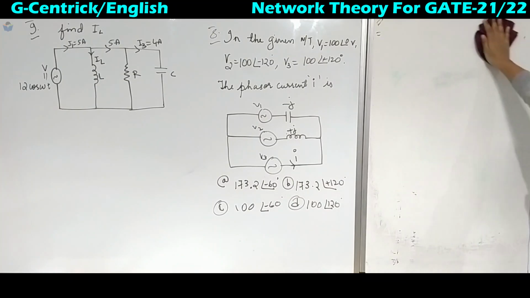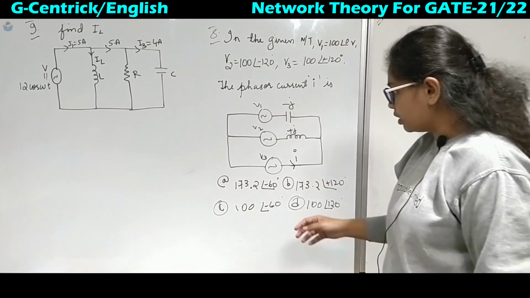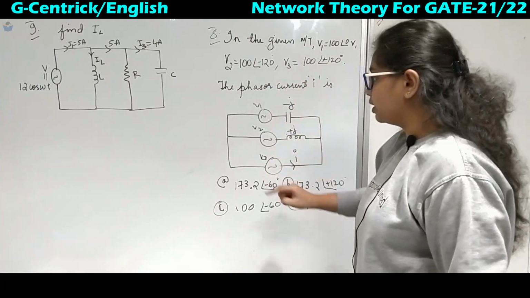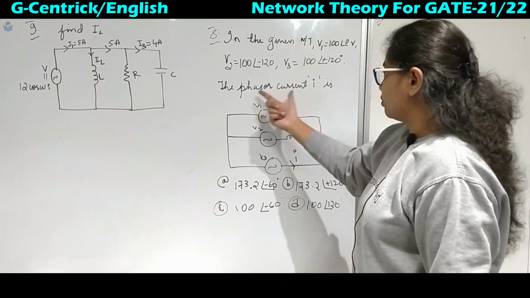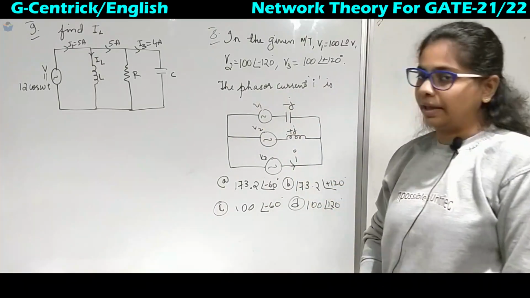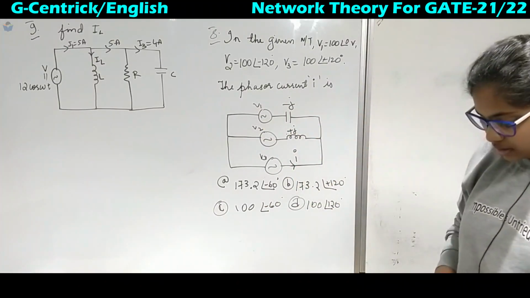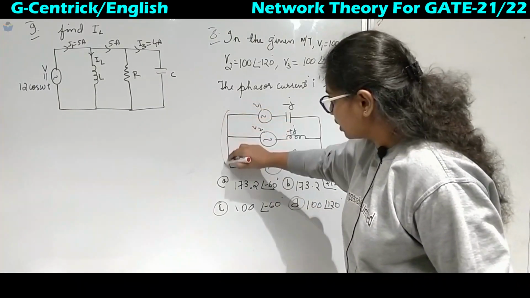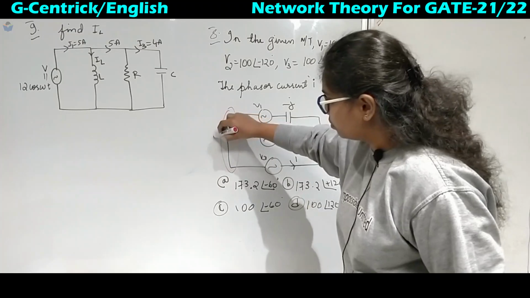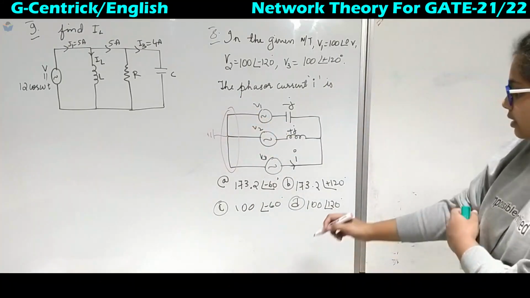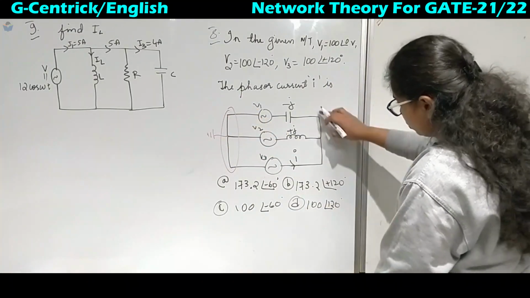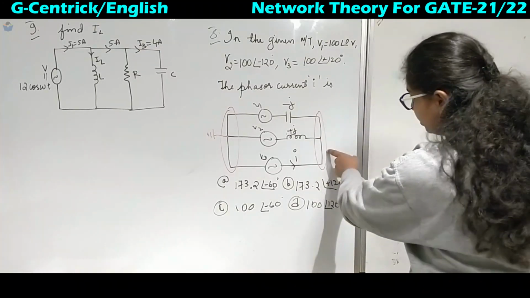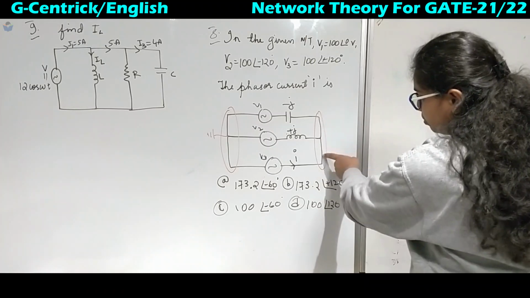Coming to the 8th question, in the given network they have given us the values of all the 3 voltages, but we have to find the phasor current I. If you observe this, we can solve it using nodal analysis. This I can take as the reference node. And this is also one node only, because they have the same potential, with no elements in these 2 branches between them.